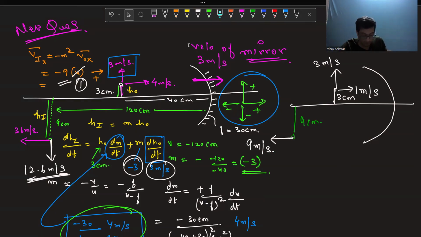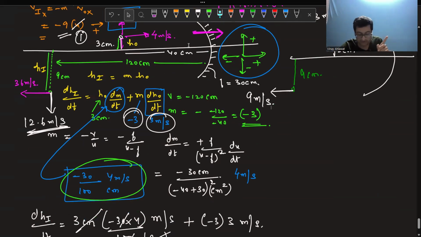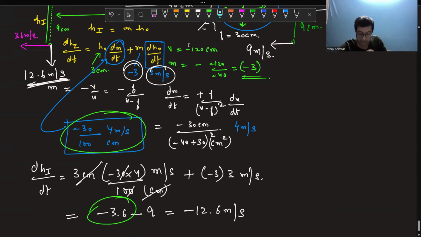dm by dt, du by dt is different now. du by dt is 1, it's not 4. So this is 1. This is 1. Agreed? This is 1. Agreed? Okay. So this is -9.